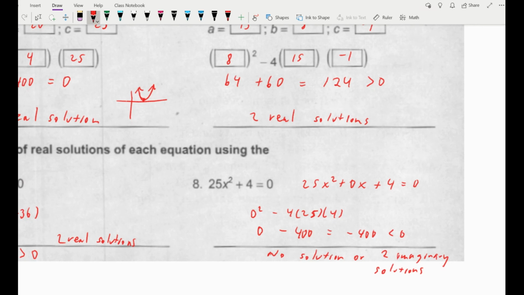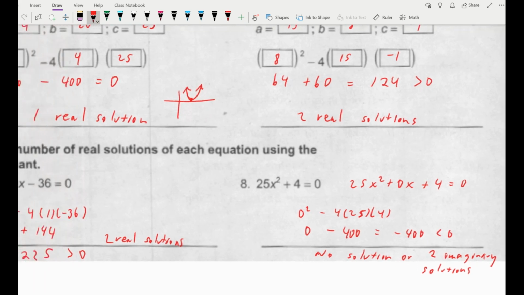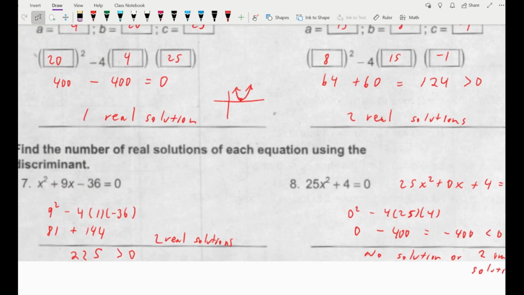But that'll come later in geometry and again in Algebra 2 and Pre-Cal, when you worry about imaginary solutions. Well, that is it for this video. We just completed the worksheet.